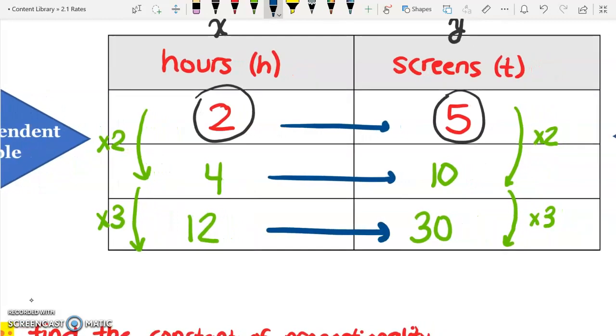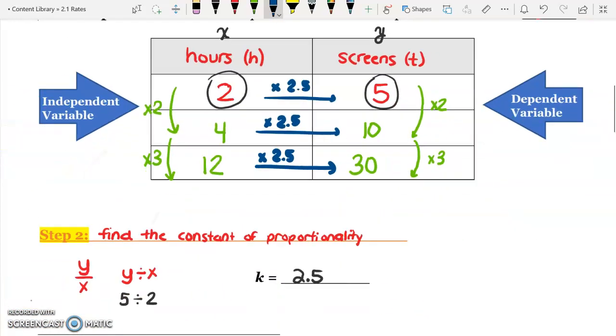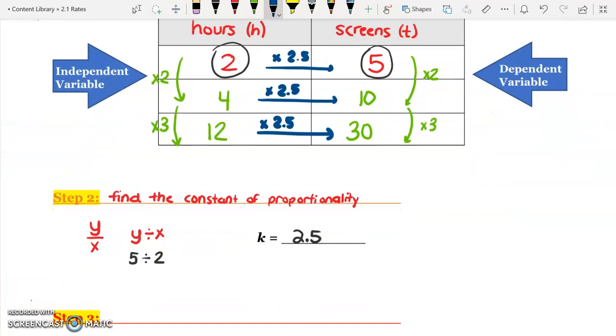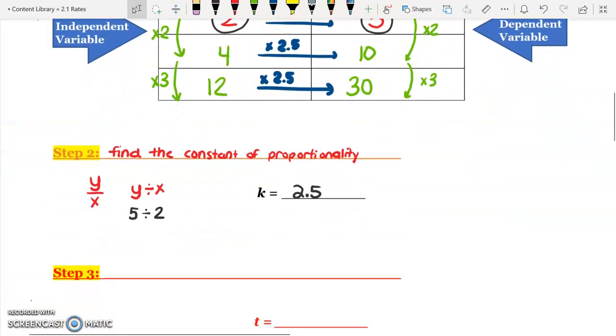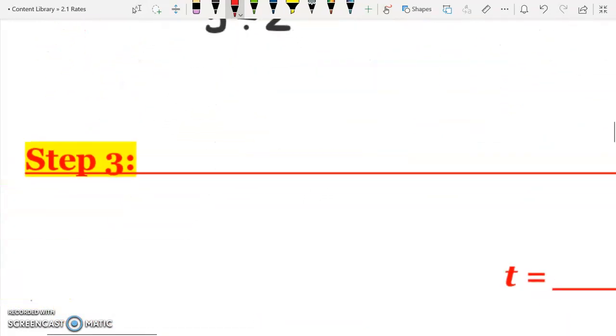So if we take 2, multiply it by 2.5, that will get us to 5. 4 times 2.5 gets us to 10. 12 times 2.5 will get us to 30. So that is what that means. Okay? Our final step here is what we were practicing yesterday. We take all of the things we found so far, and we need to actually write an equation for this.